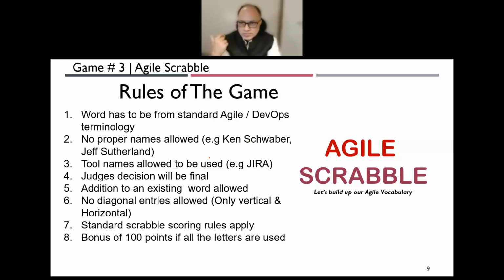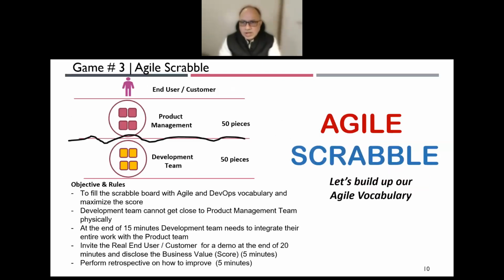Now what we do is something very interesting. We usually require 8 to 9 participants for this game. We divide the team into two groups, with 50 pieces each. Each team has 50 pieces with them randomly. We randomly mix the letters and give 50 pieces to team A and 50 pieces to team B.